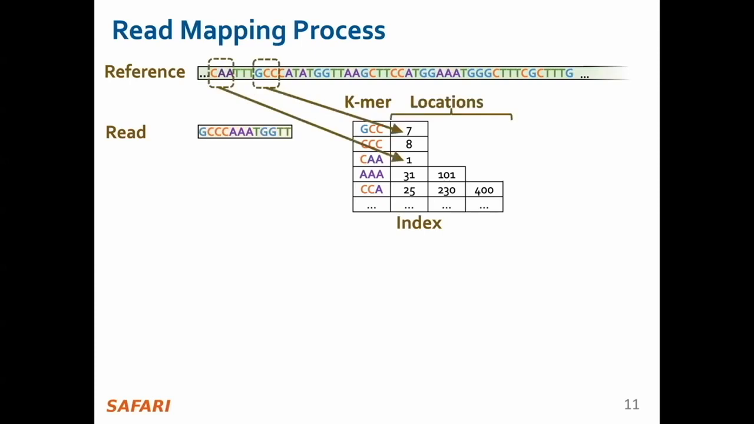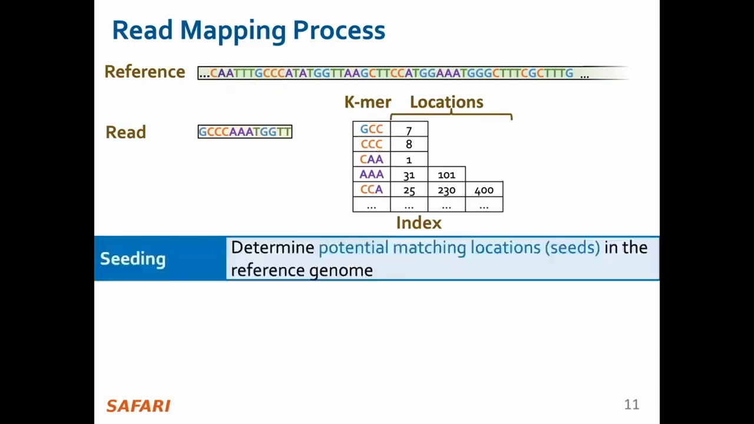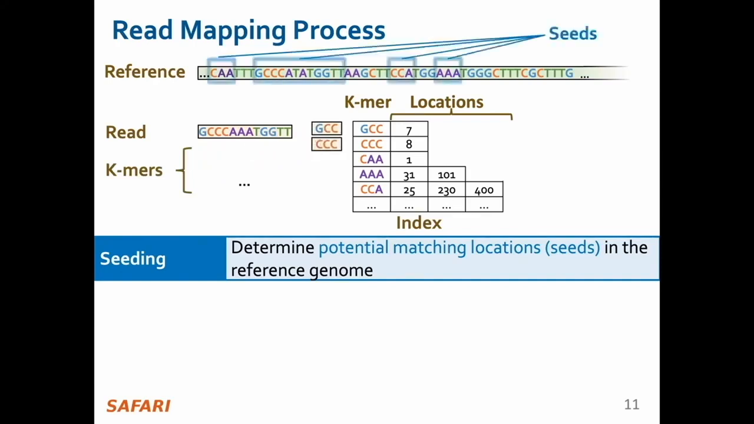So read mapping is a 3-step process, and state-of-the-art read mappers involve several heuristics to reduce the cost of expensive computation. So let's go through these steps. In the first step, which is called seeding, the mapper determines some potential matching locations or seeds in the reference genome to which the read would align. To do so, the read mapper first extracts small k-mers from the read, looks at the location of each of these k-mers in the reference index, and in case the k-mer hits in the index, it marks the locations of these k-mers in the reference genome as seeds.